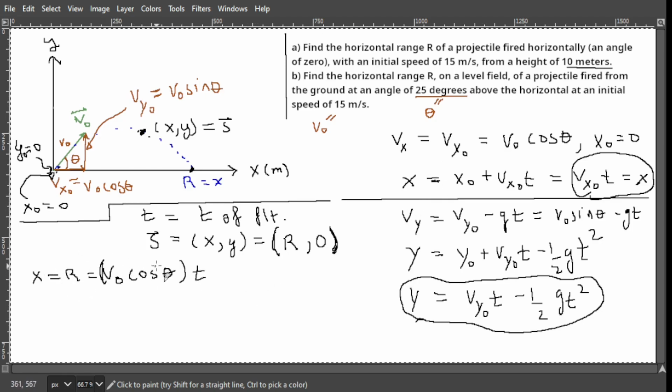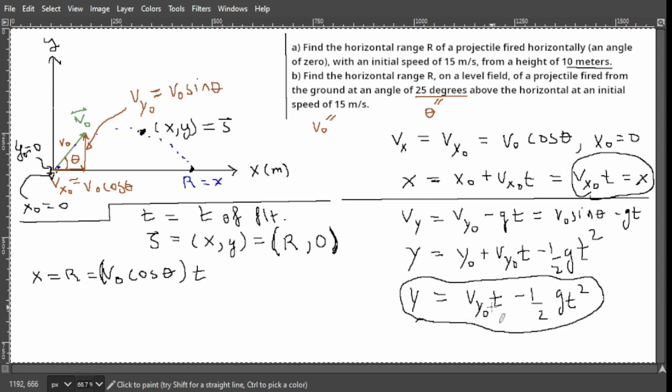We know the angle, so we can find the cosine of the angle. We know the initial speed, v0, that's 15 meters per second. So if I knew the time of flight, then I would solve the problem, right? I would just put that time in and calculate the range, since I know the speed and the cosine of the angle. But I don't know the time yet.